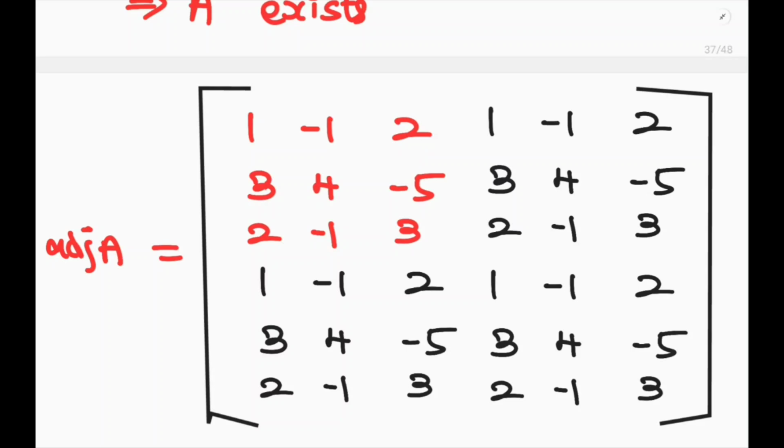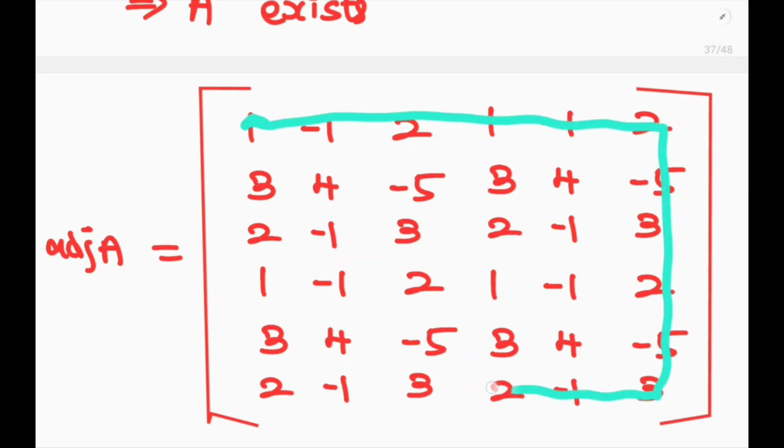So 1 minus 1, 2, 3, 4 minus 5, 2 minus 1 3, that is your A matrix. We have to write this 4 times. So we are writing that. After that we need to cancel the first row and the last row, last column and the first column, and then we find the determinant. So this first row, last column, last row, first column deleted.